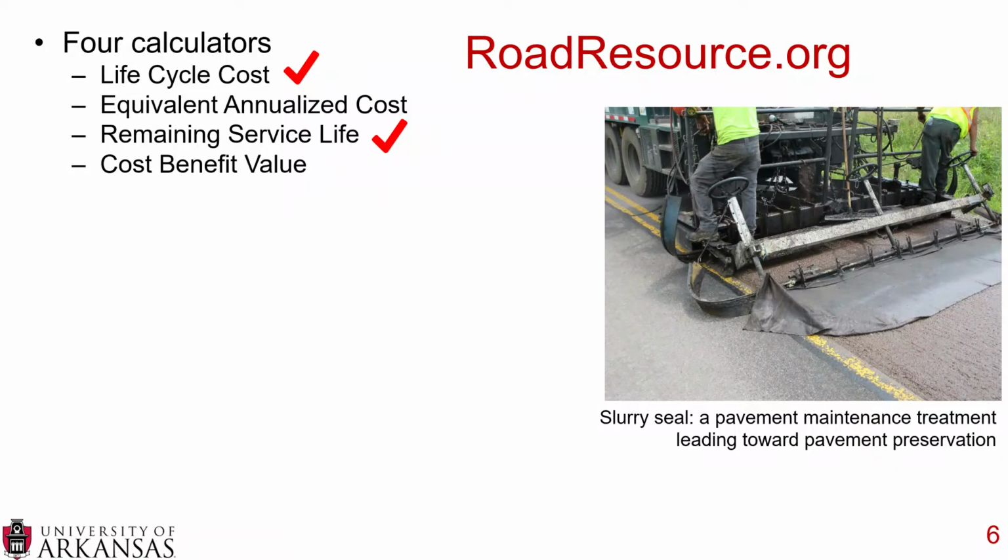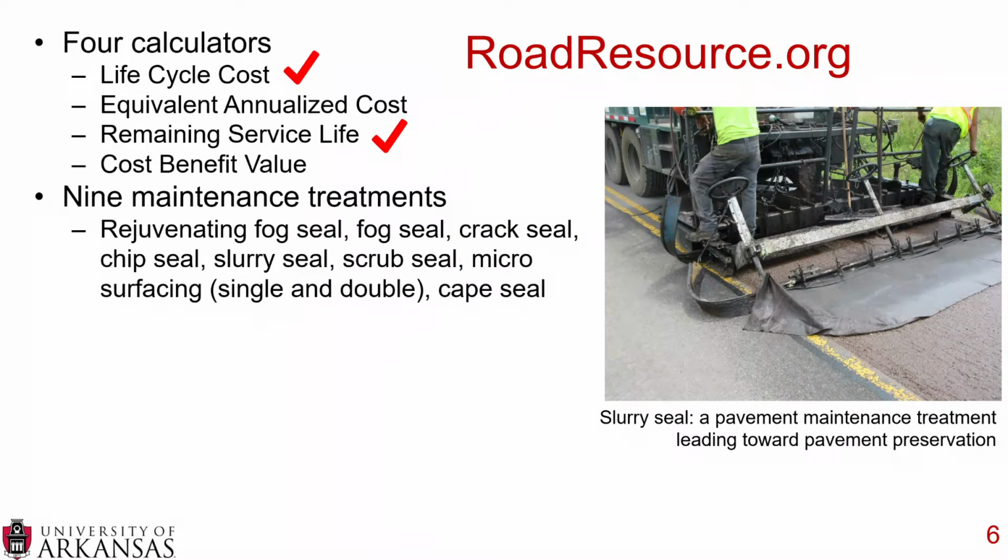If you're interested in learning about the other 2, I encourage you to take a look at the paper, but I think that these 2 are by far the most impactful calculators that we explored. And roadresource.org has 9 maintenance treatments that we explored in class, and this includes rejuvenating fog seal, crack seal, chip seal, slurry seal, and scrub seal, microsurfacing, both a single layer and a double layer, and then cape seals. Another nice thing about roadresource.org is it actually has dedicated pages to each one of these treatments talking about the material selection, the design, the construction, the quality assurance. It has all sorts of information on these treatments as well. So it's a very comprehensive website.